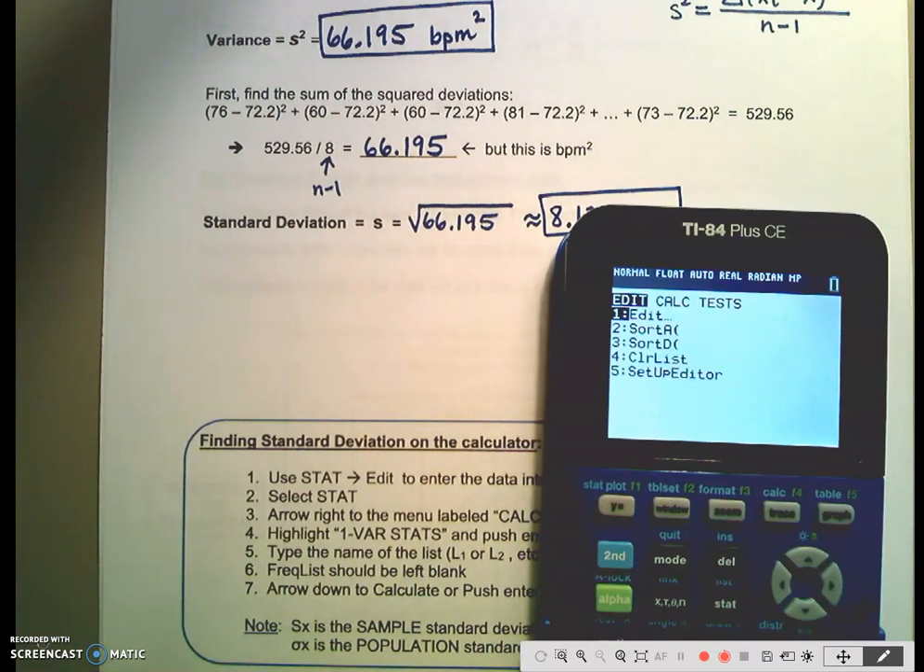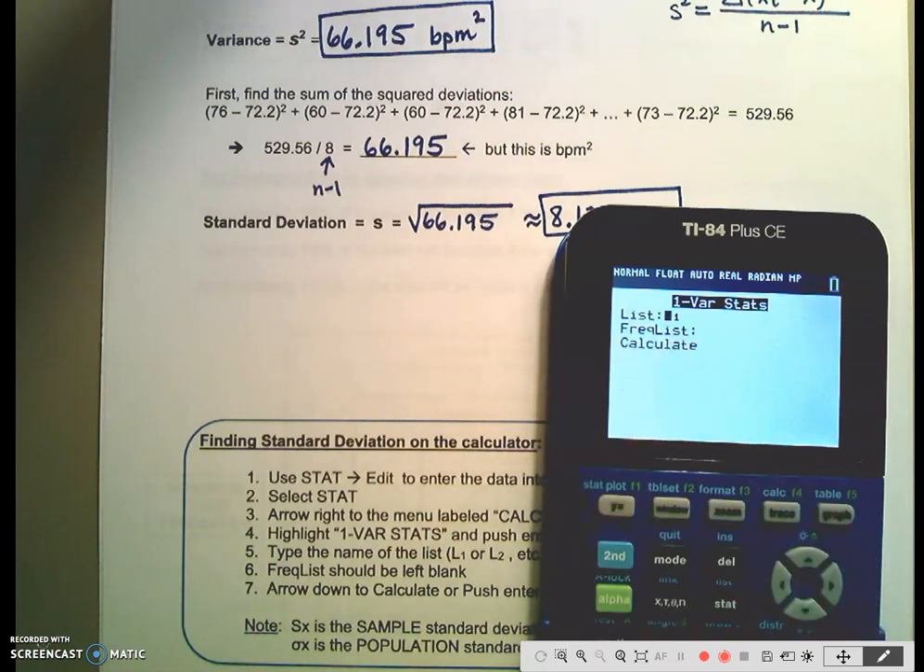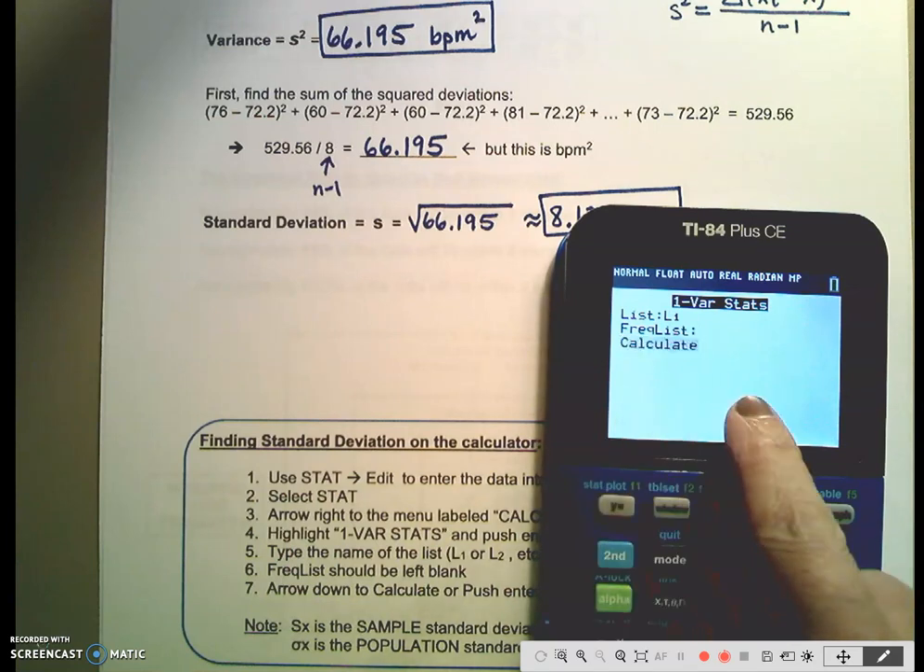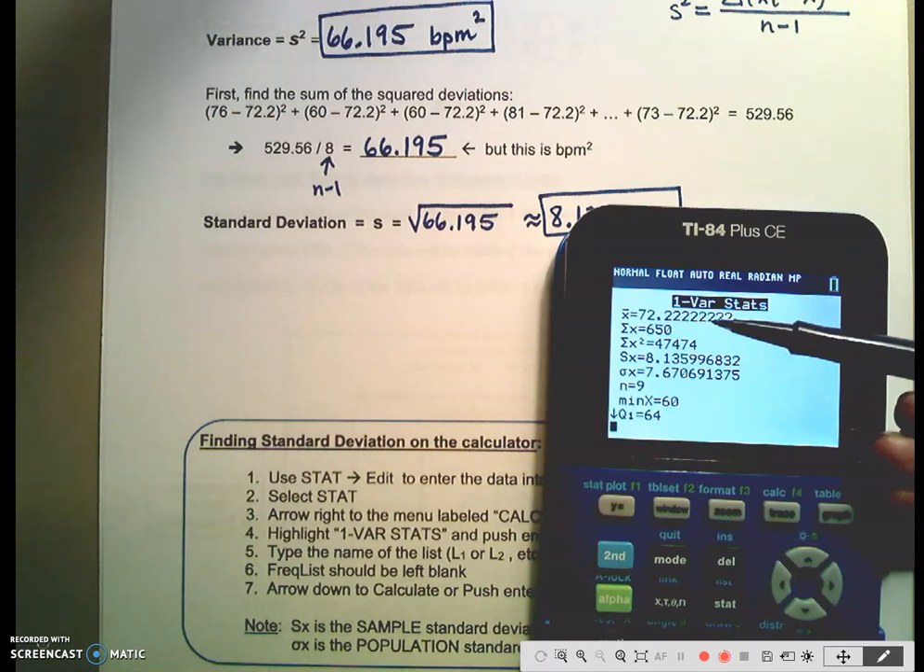You go to stat, this is how we got the mean and the median. Go over to calculate. I told you your new best friend was 1VAR-STATS, so go to 1VAR-STATS, and we want list 1. That's the default for the calculator. If you have this little menu like I do, you want that frequency list to be blank, and then you go down to calculate. If you have the older calculator where it just says 1VAR-STATS on the screen with no menu, just hit enter because it'll automatically look at list 1. So if we go in here, we can see the mean is 72.2.